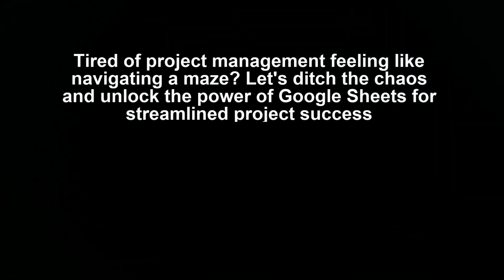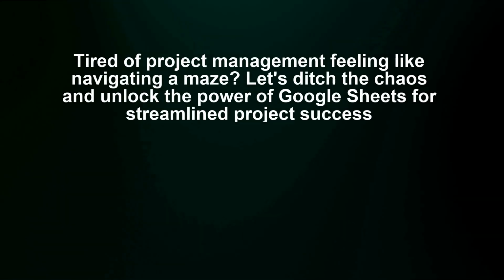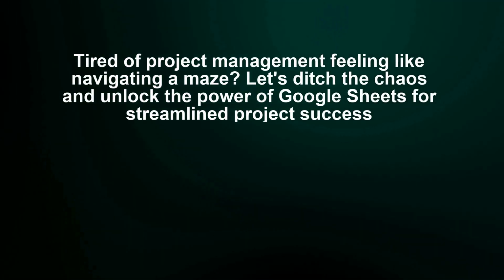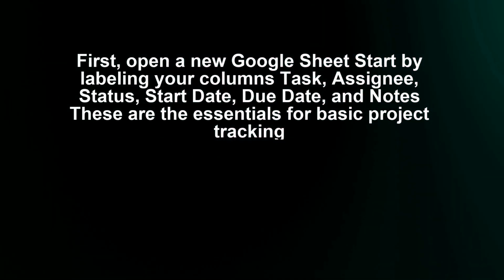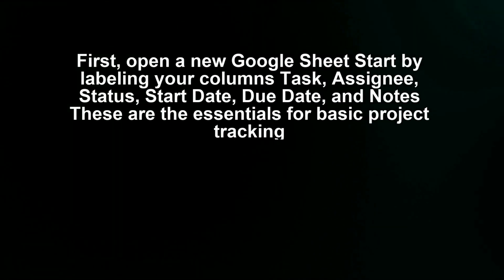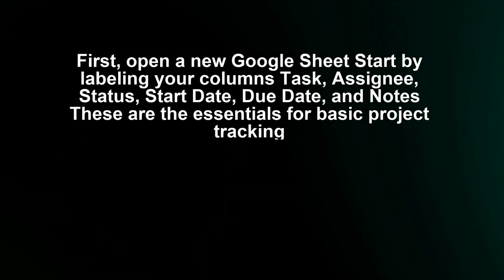Tired of project management feeling like navigating a maze? Let's ditch the chaos and unlock the power of Google Sheets for streamlined project success. First, open a new Google Sheet. Start by labeling your columns task, assignee, status, start date, due date, and notes. These are the essentials for basic project tracking.